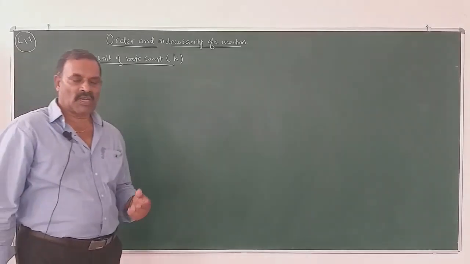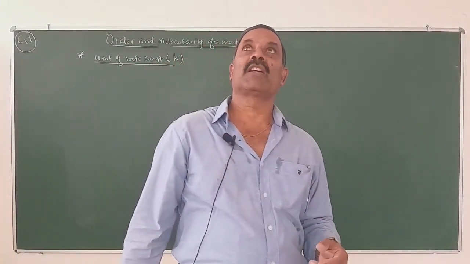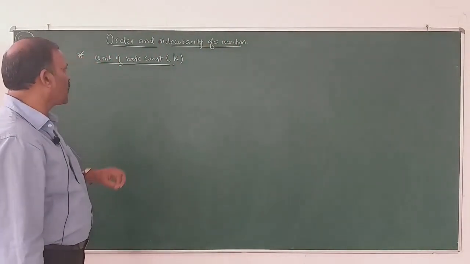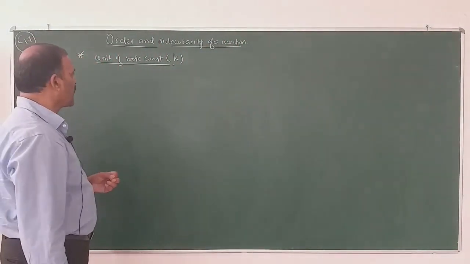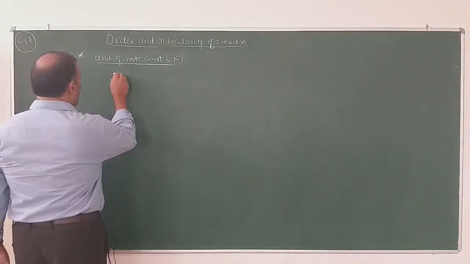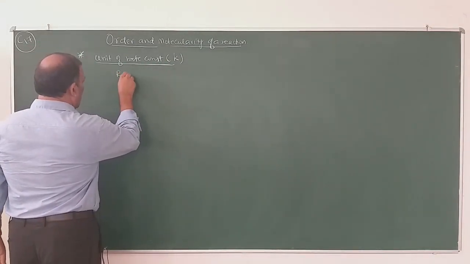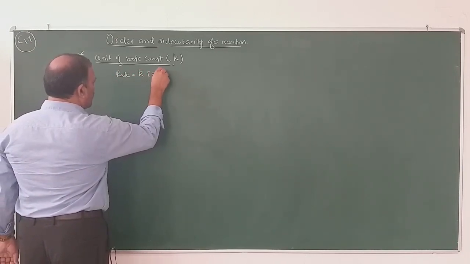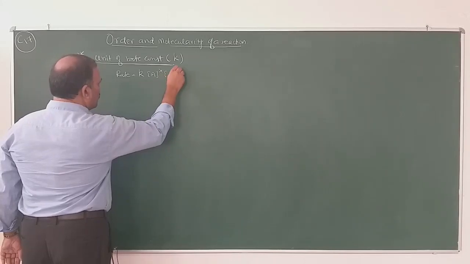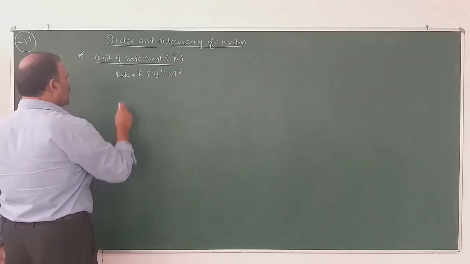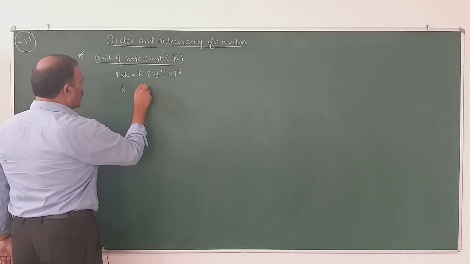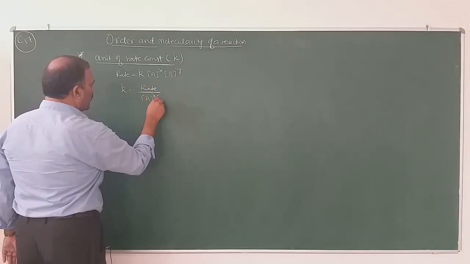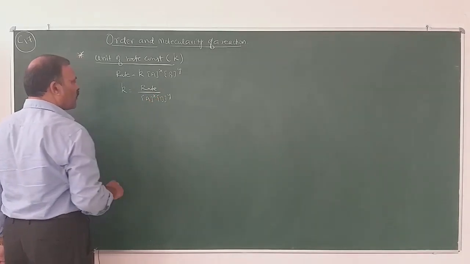So now let us come to the unit of rate constant. The unit of rate constant is very important in deciding the order of reaction. So we know the definition: rate is equal to rate constant into concentration of A to the power of X into concentration of B to the power of Y. Then K is equal to rate divided by concentration of A to the power of X into concentration of B to the power of Y.